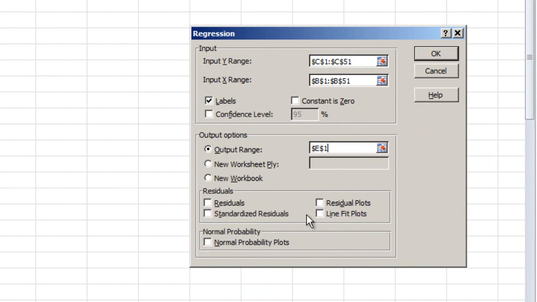And finally, under the residuals, click the line fit plots right there. Make sure that button is checked. And now we're ready to go. Go ahead and click OK.